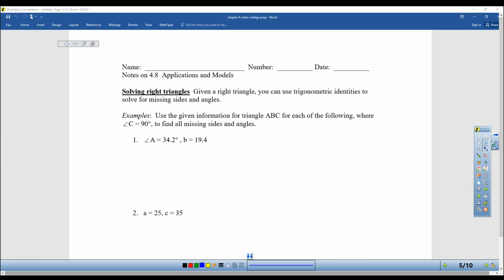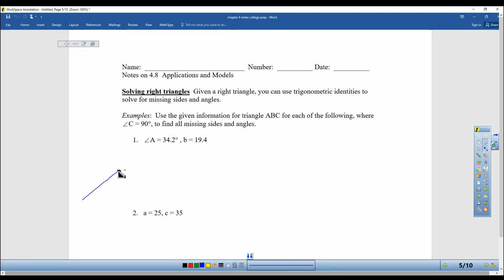Hello, everyone, and welcome to section 4.8 in Precalculus, Applications and Models. This is another favorite section for students because it just kind of sums up everything we've learned. It's not very challenging. What we're going to be doing is solving right triangles. That means I'm going to give you a right triangle, and you're going to use the trigonometric identities that we've been studying to solve for the missing sides and angles.